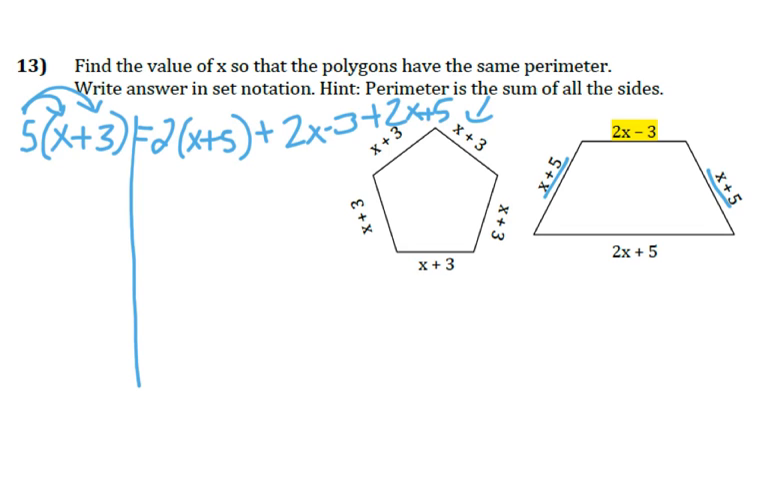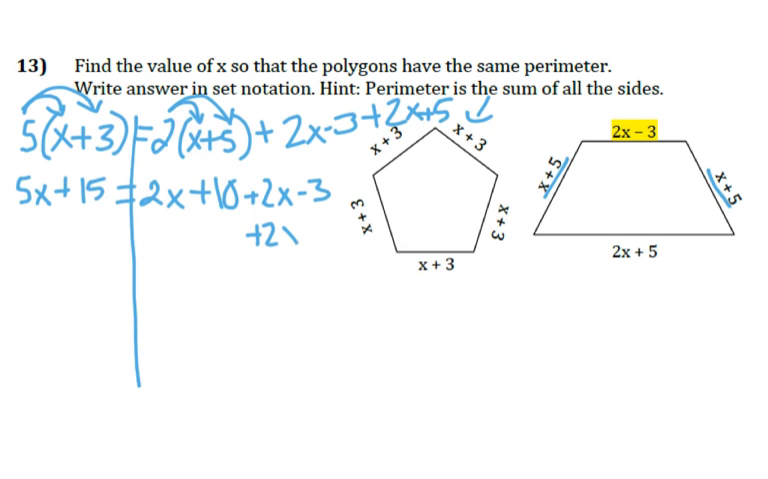So 5 times x is 5x, and 5 times 3 is 15. On the right side of our equation, we have 2 that needs to be distributed to x plus 5. So we're going to get 2x plus 10, and then we still have plus 2x minus 3 plus 2x plus 5.